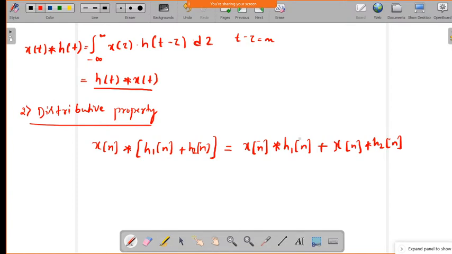You can represent it in a block diagram, so how will it look? You can see in the block diagram, I give x of n to two impulse responses, that is h1 of n and h2 of n.